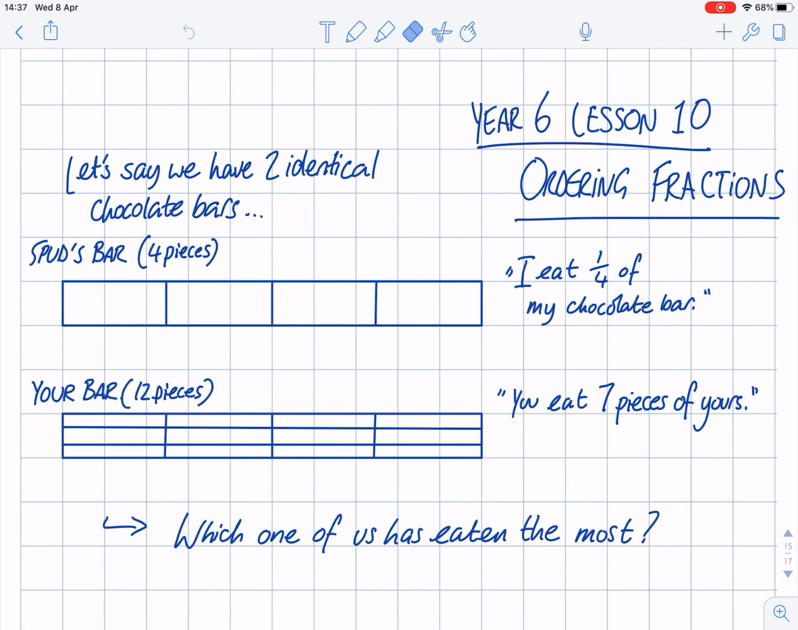Okay, then year 6. I'm going to stretch you today. Okay, so let's switch on. Hopefully you've done a little bit of work on ordering fractions this year. If you haven't, then obviously we did some yesterday and you'll have done some in year 5 as well. But you're going to order fractions.